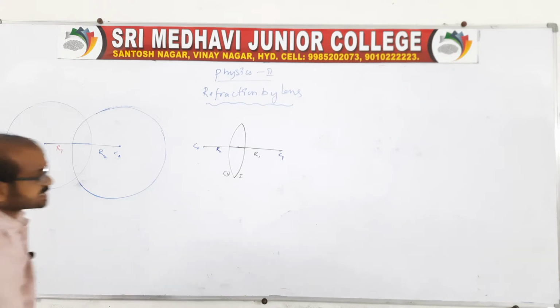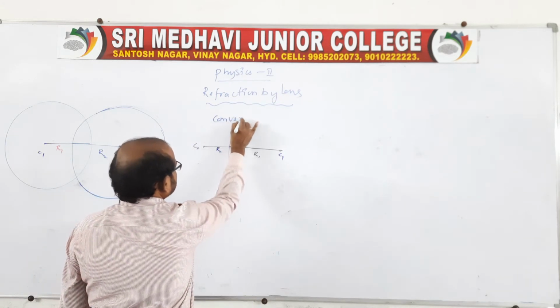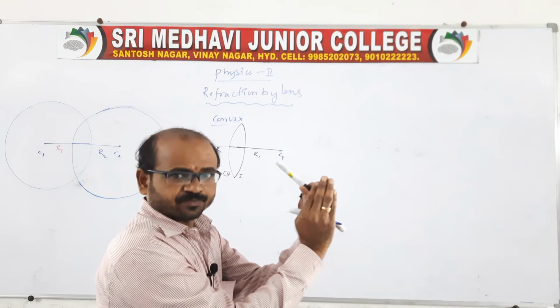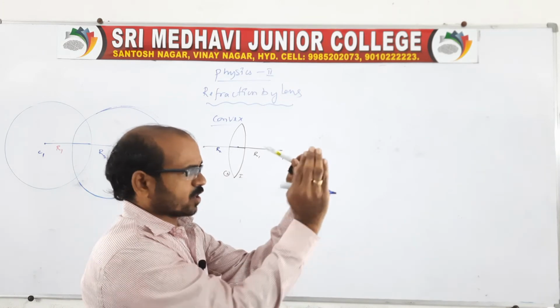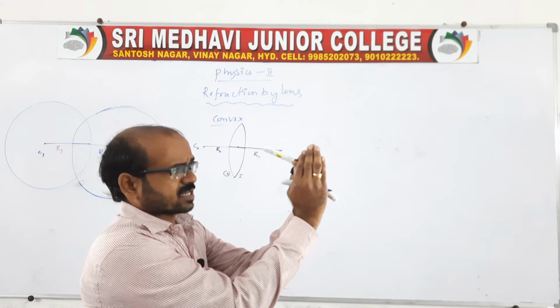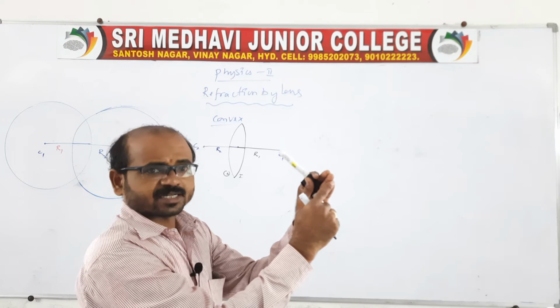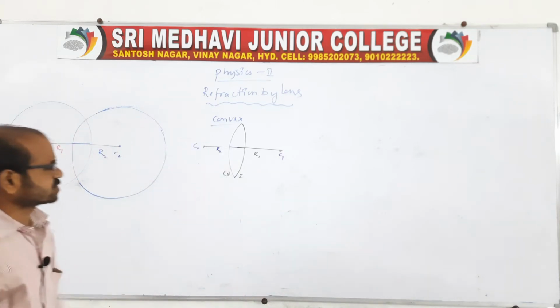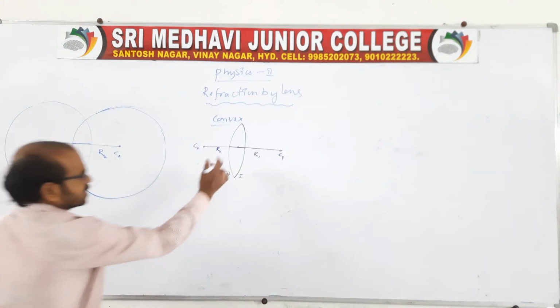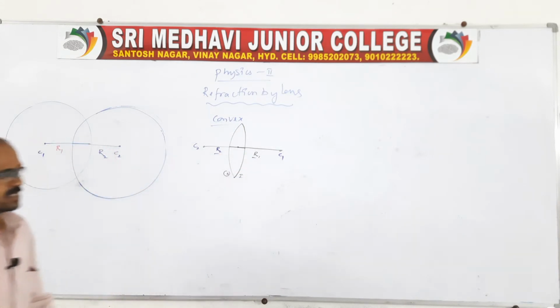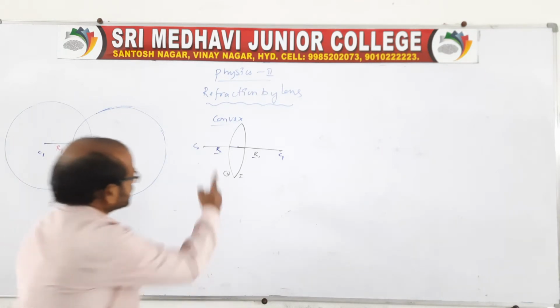This is what we call the convex lens, which is very important. A convex lens has two refracting surfaces, and the convex surfaces are outside. One part is one refracting surface, and the other part is another refracting surface, joined like this. For this lens, r1 is the radius of curvature of the first part, and r2 is the radius of curvature of the second part.